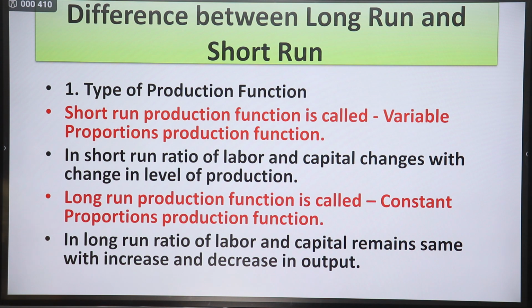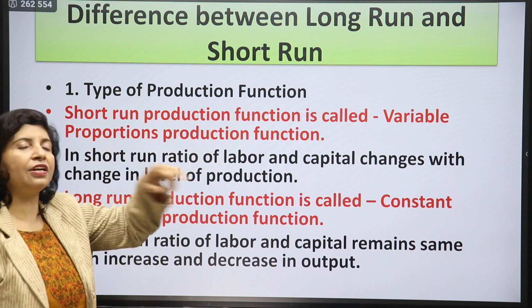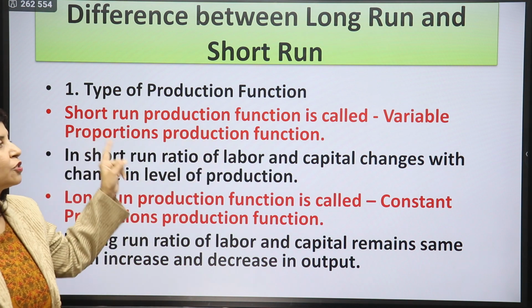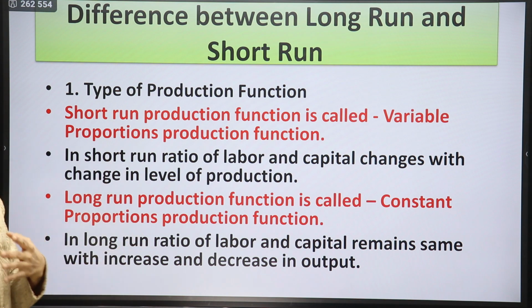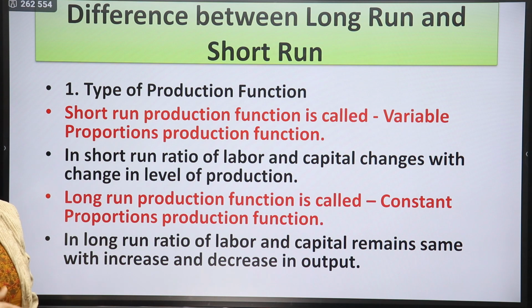Difference between long run and short run. There are 3 basic differences between them. Number 1 is the type of production function. Short run production function is called what? Variable proportions production function. We all understood it initially that it is called variable proportions. Why? Because proportions in our short run production function varied or they were changed. Initially they were something else and later on they were something else.